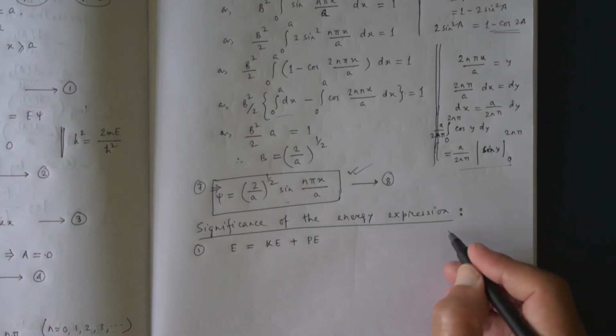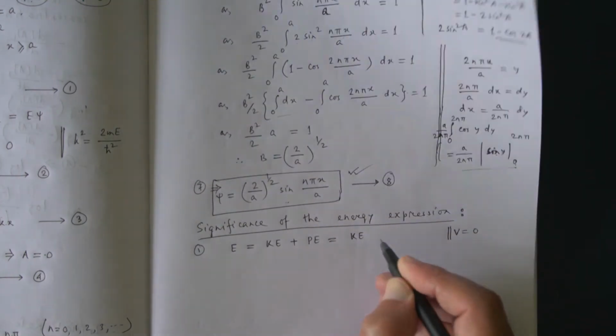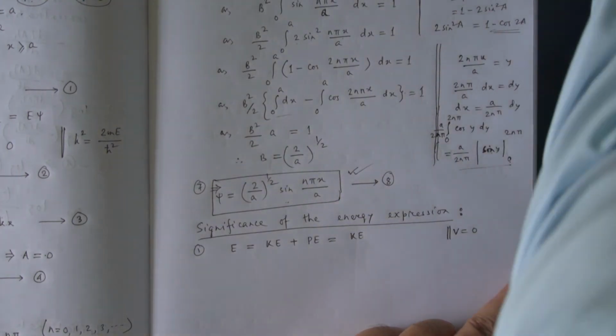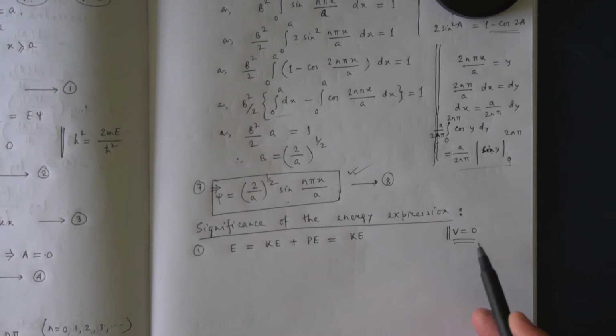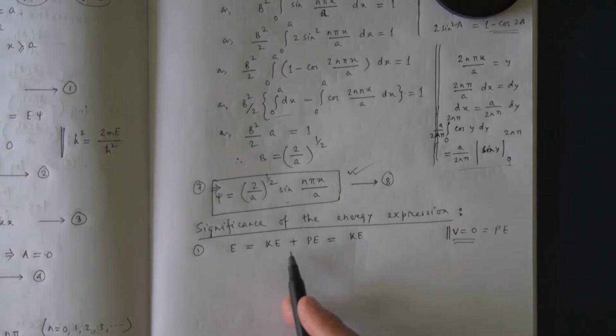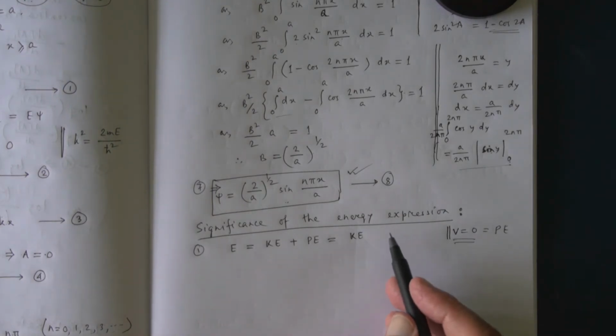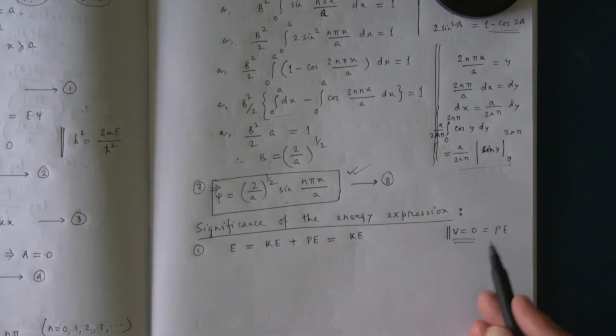But here potential energy is zero. We have already said potential energy is zero. So here total energy means kinetic energy, because potential energy is zero. Okay, kinetic energy. So this is number one significance. Here total energy means kinetic energy, since potential energy is zero.